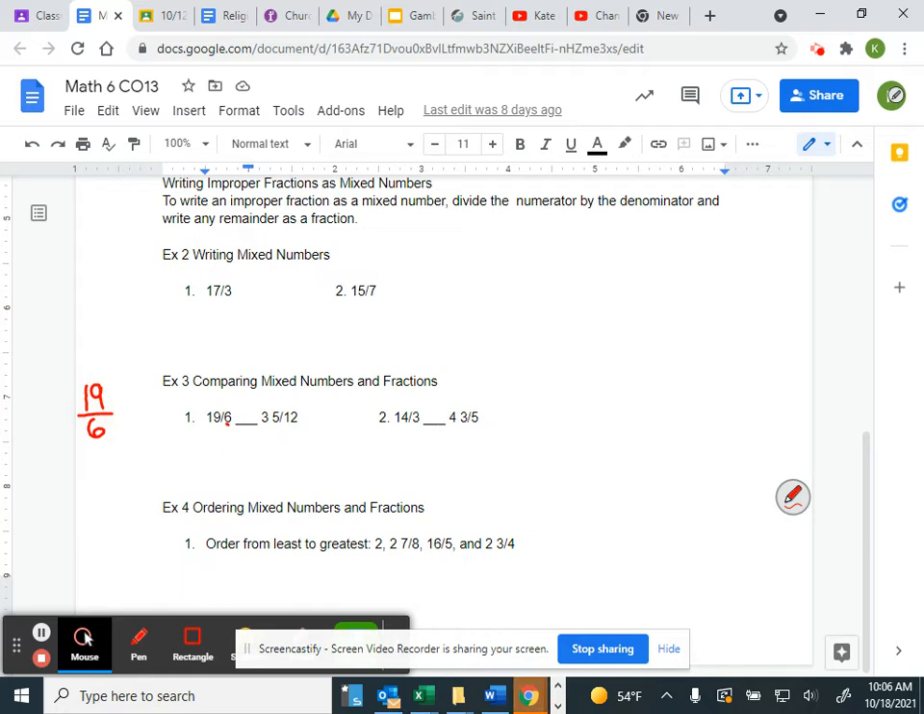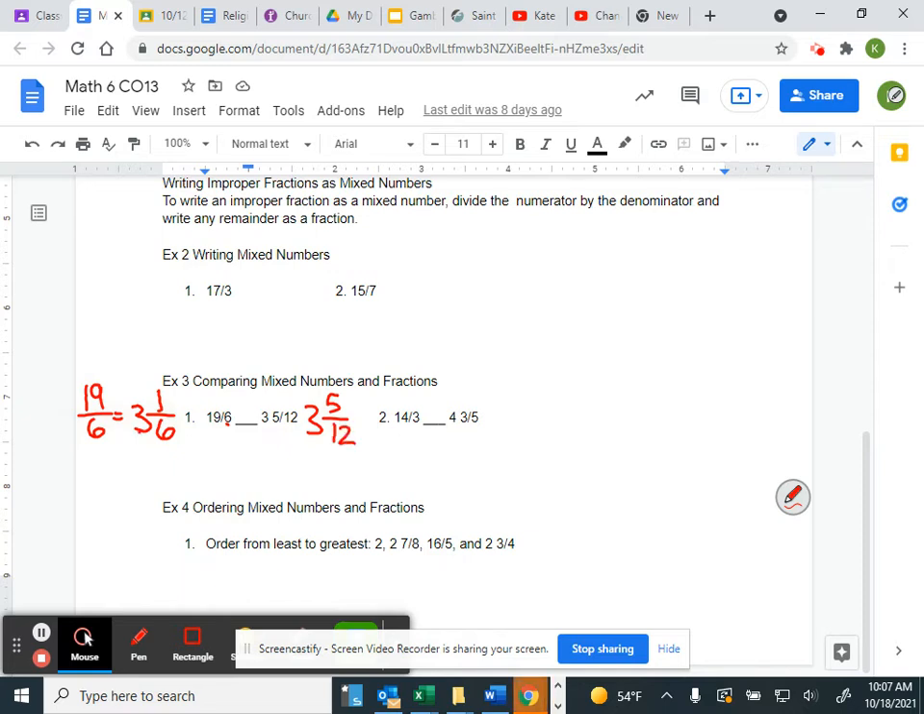Nolan? 3. A whole number of 3. And what fraction? 6 divide. So 19/6, if we take 6 out 3 times, what are we left with? Yeah, 1. We have 1 left over because 3 times 6 was 18. 19 minus 18 is 1. Denominator stays the same. So we have 3 and 1/6, and we have 3 and 5/12.